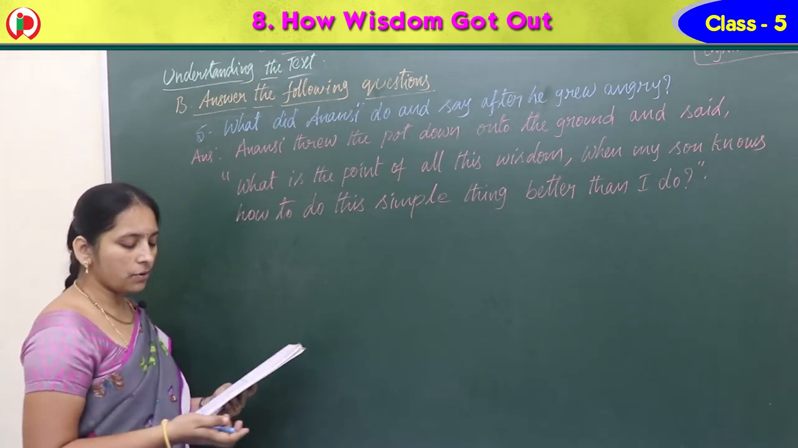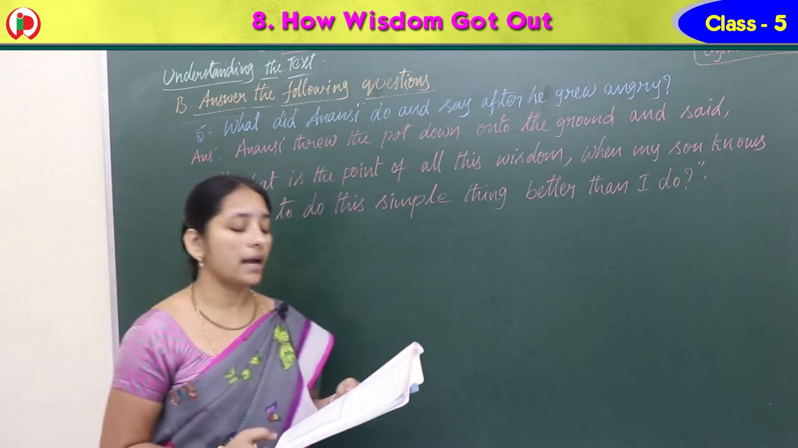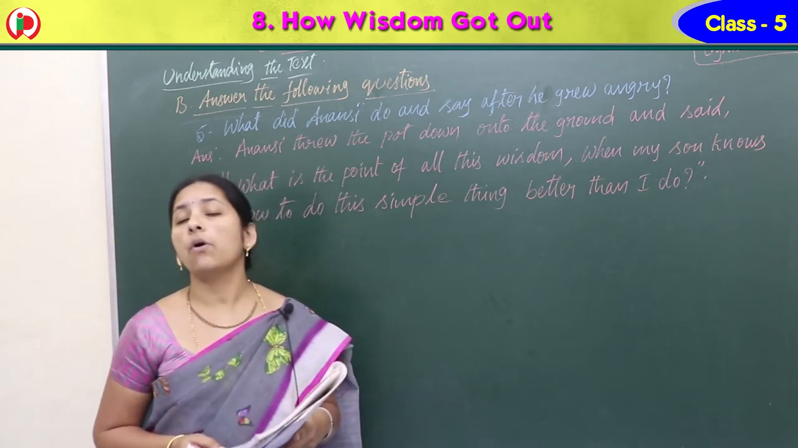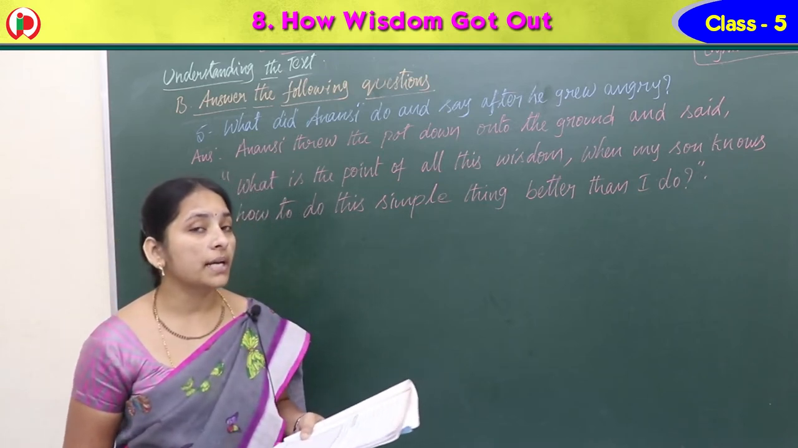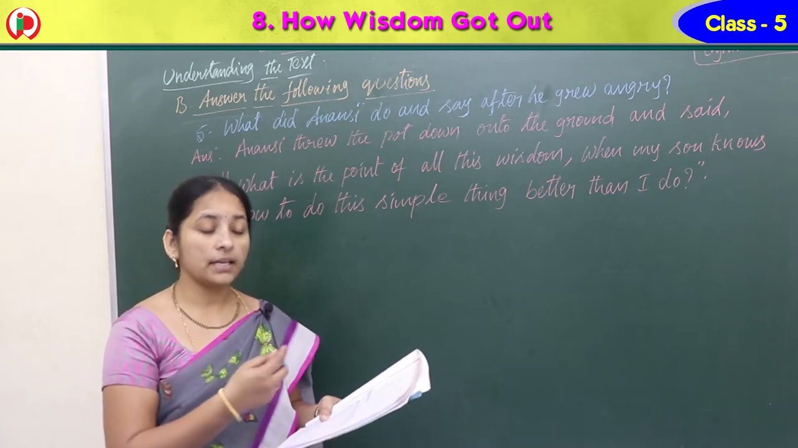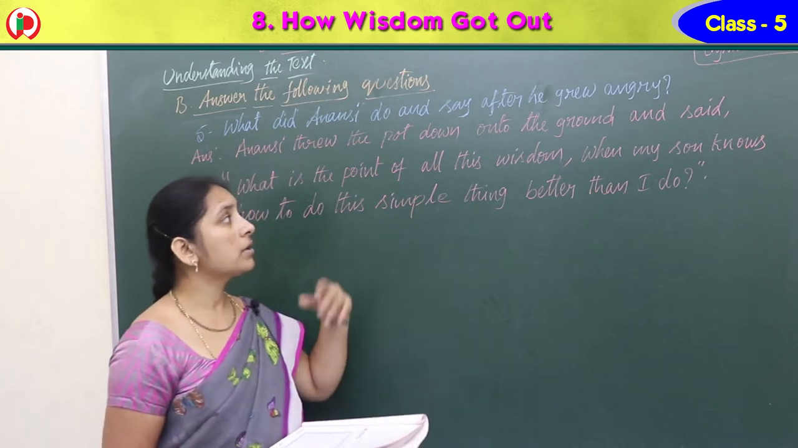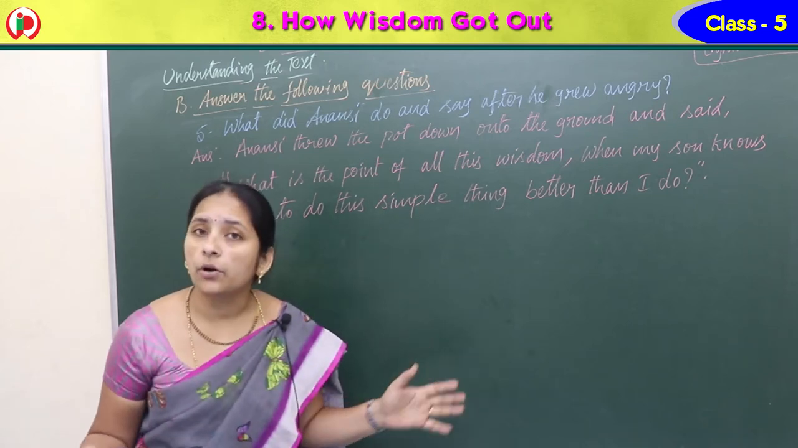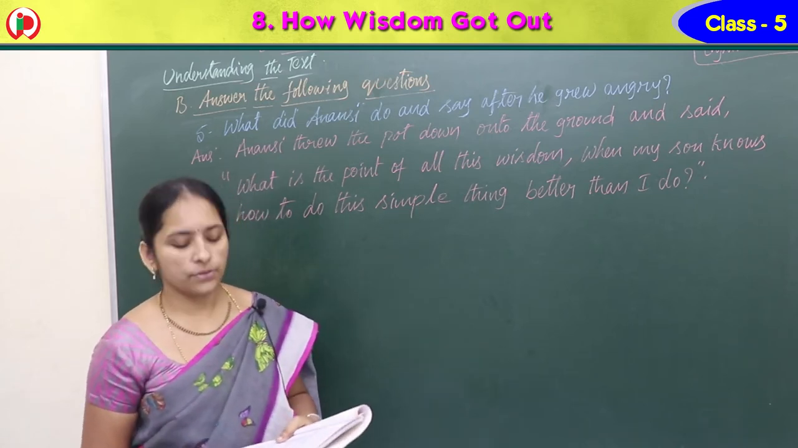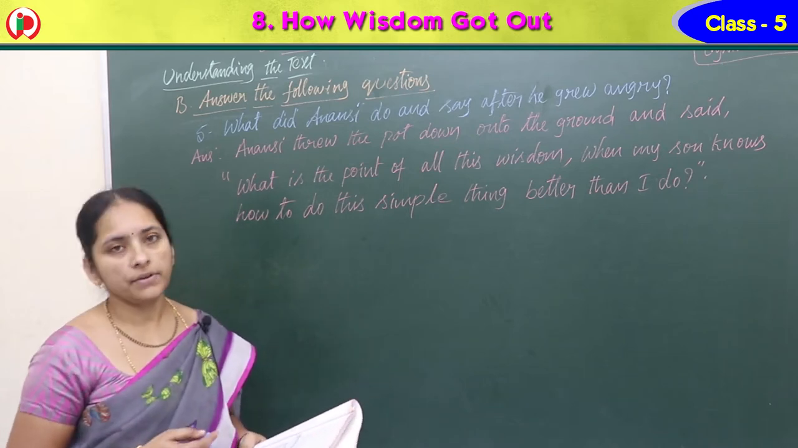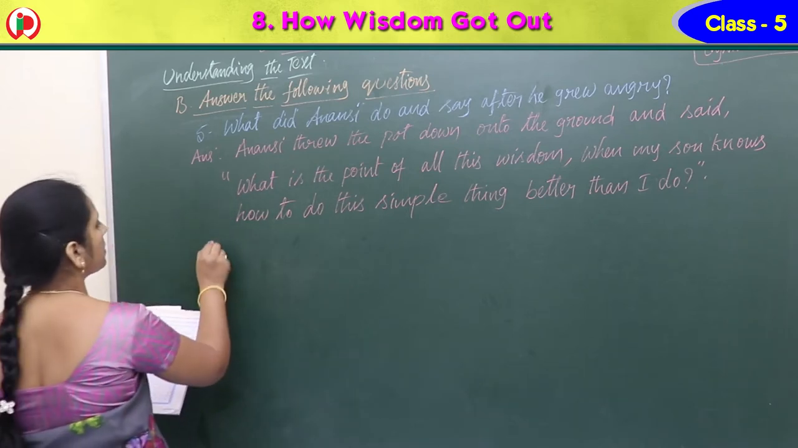And see the next question, the sixth question, what do we have? How did people get all the wisdom? So how did people get all the wisdom? Yes, when Anansi threw the pot onto the ground, it spread over all the corners. So like that, all the people got the wisdom, right? So see the question first.